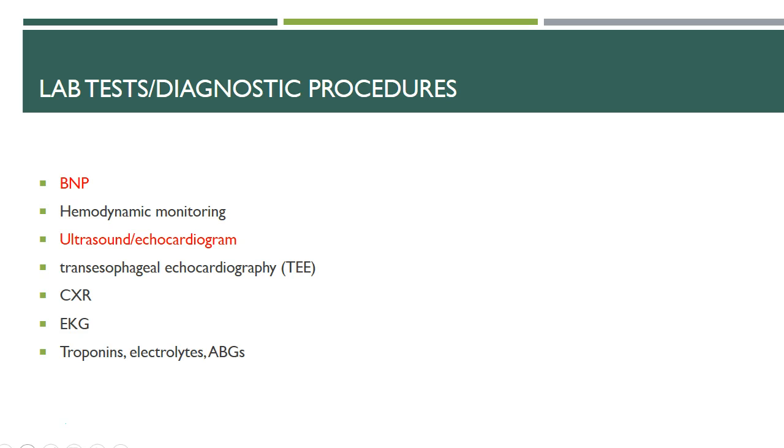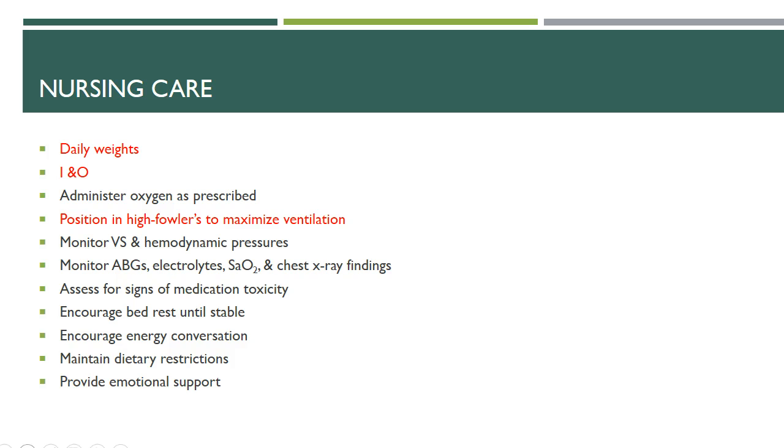Certain labs will be done. If the doctor's concerned that there is ischemia, they're going to do troponins. They're going to look at your electrolytes to make sure that electrolytes are okay, because remember, if they're off, they can significantly affect the heart. And then ABGs, so make sure that we're perfusing okay. Our nursing care: we're going to make sure we weigh these patients daily.